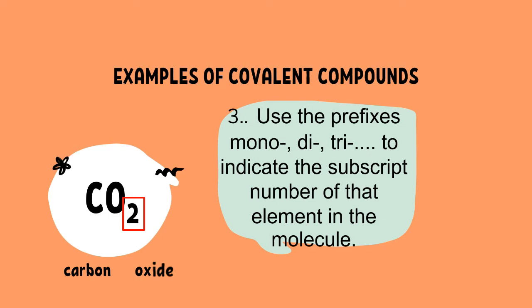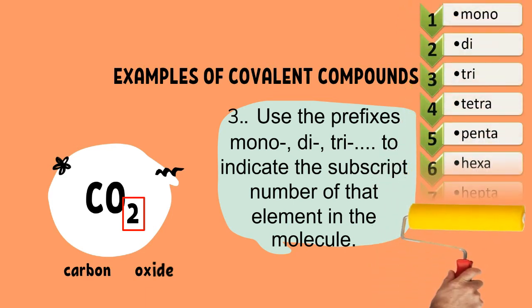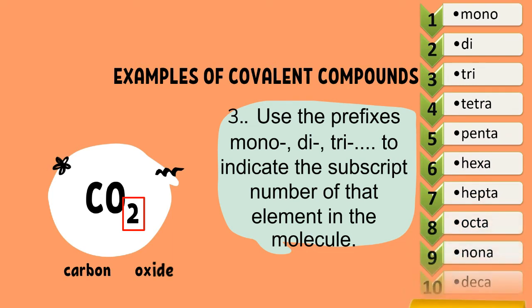But let me show you first all the examples of prefixes. If we have a subscript of 1, we use the prefix mono. If we have a subscript of 2, we use di. If we have 3, that is tri. If we have 4, we have tetra. If 5, we have penta. If 6, we have hexa. 7 is hepta, 8 is octa, 9 is nona, and 10 is deca.